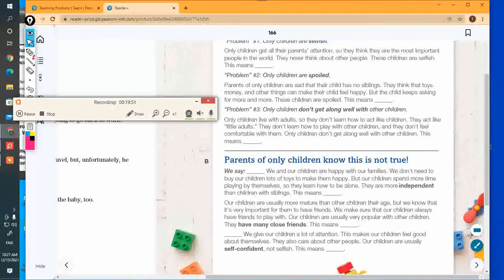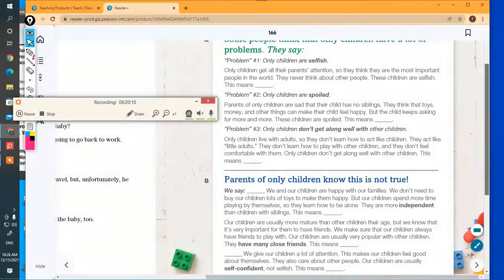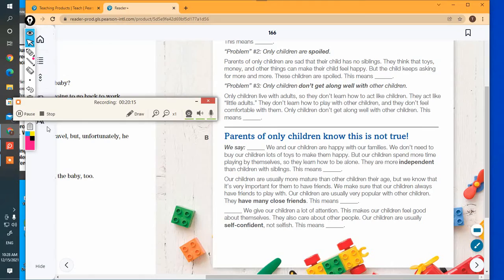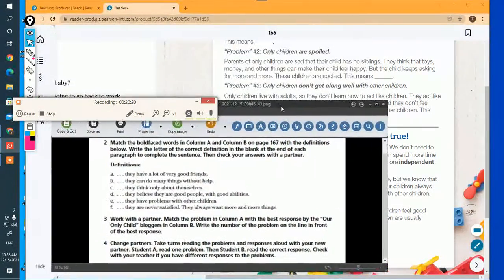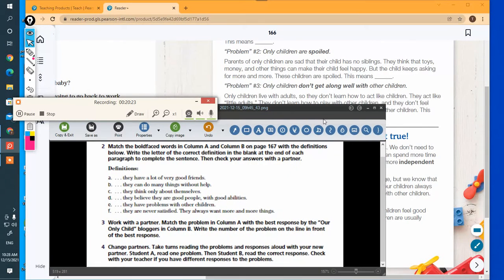And in the third one, the vocabulary is self-confident. If you read the paragraph, there are clues about what self-confident means. So what we want to do first, and the thing is, you need the information from the next page to answer this. So you read everything carefully, and then you go to the next page and you see this information. So we really need this information to answer this activity on page 167.